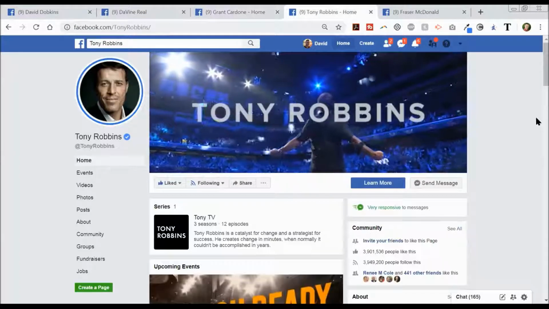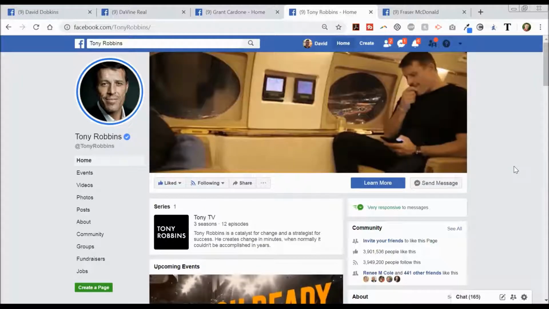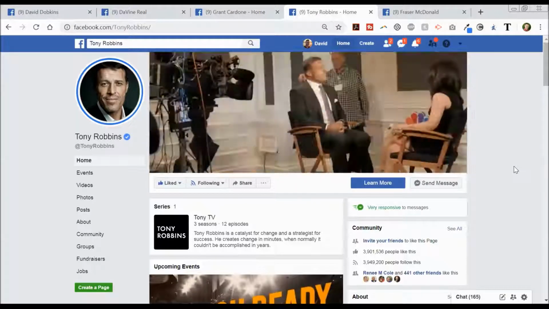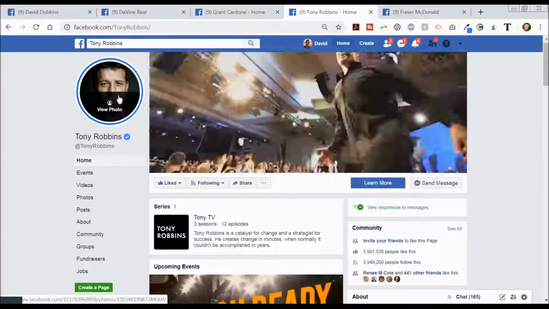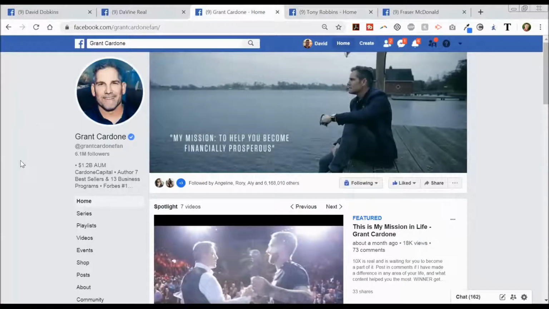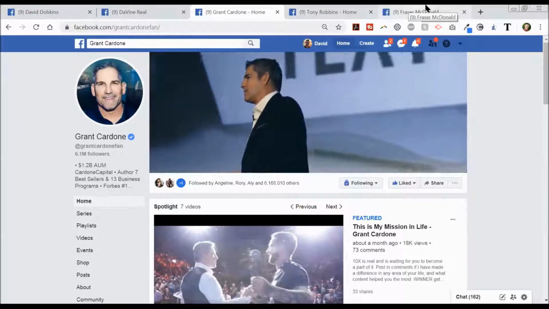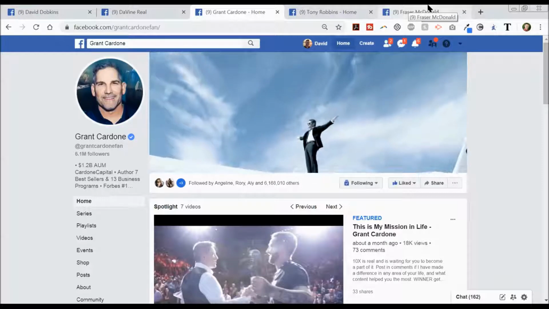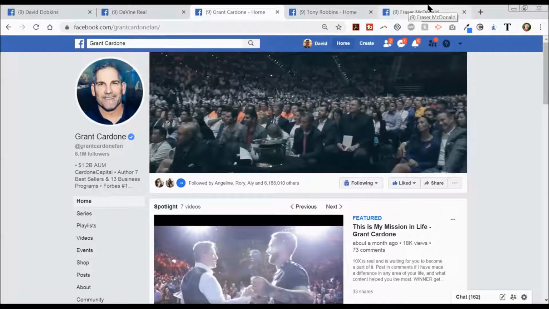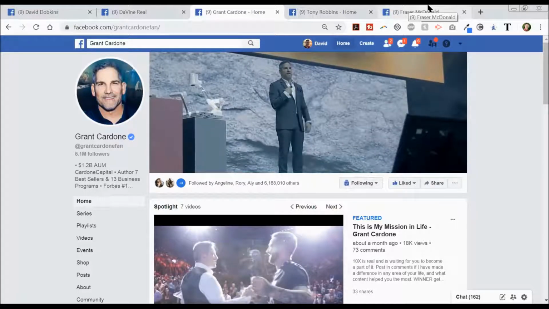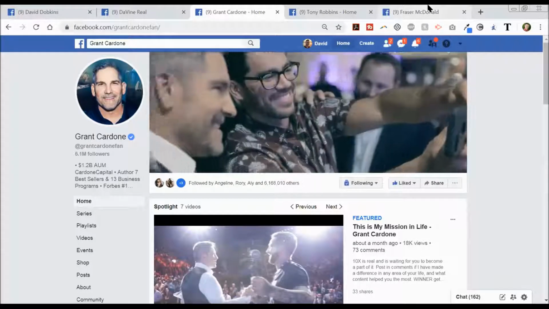Tony Robbins over here, one of the most famous business coaches, entrepreneurs and motivational speakers in the world, has a very similar type of persona. You can see his face is very clear. Same with Grant Cardone. There's no question who you're looking at when you go to their Facebook profile. So just consider those things, not just us talking on the training about these best practices, but actual multi-million-dollar and billion-dollar entrepreneurs using the same exact methods, right?